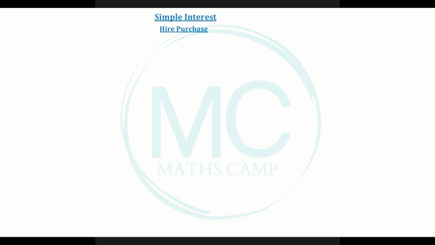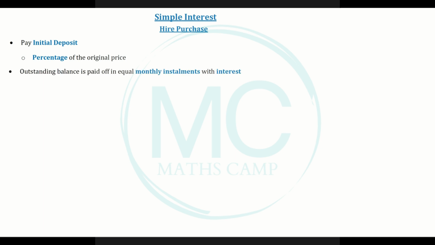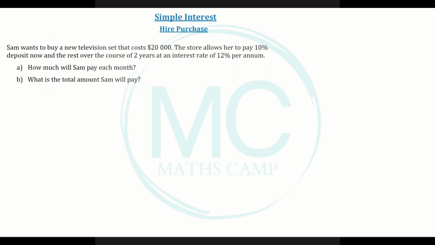Hire purchase allows the buyer to pay an initial deposit. This is usually a percentage of the price of the object that they are buying. Then they can pay off the outstanding balance in equal monthly installments with interest. When working with hire purchase, we always use simple interest. To better explain how we work with hire purchase, let's look at an example.